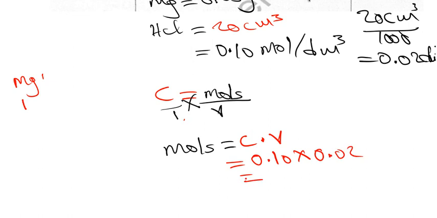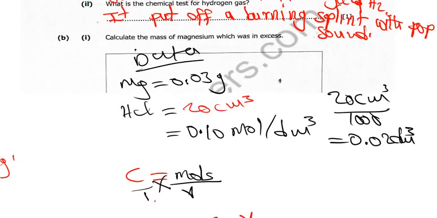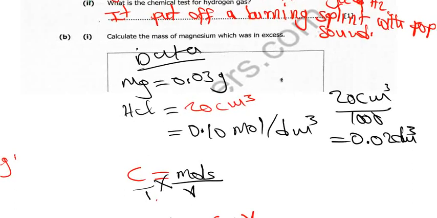So you punch it on your calculator. The number of moles of hydrochloric acid is 0.002. So these are the moles of our hydrochloric acid. Then, since the question is talking about the mass of magnesium, let us first of all also find the number of moles for magnesium which were used in the reaction based on what we've been given.